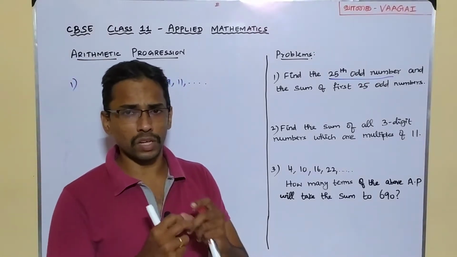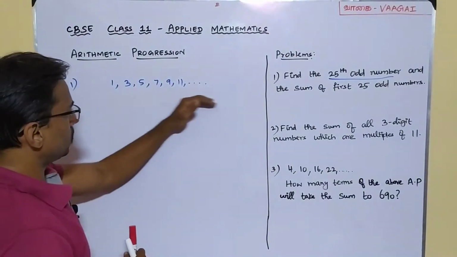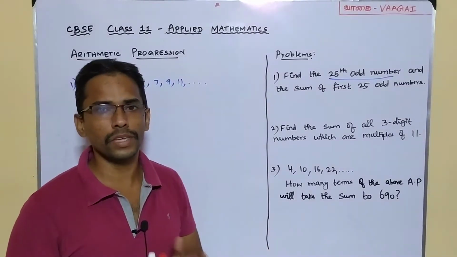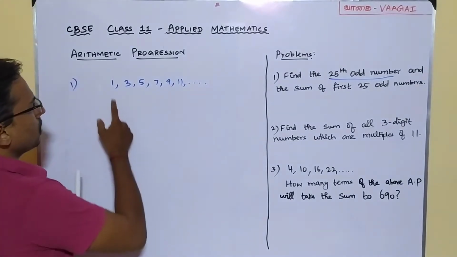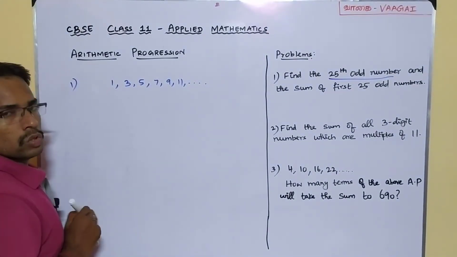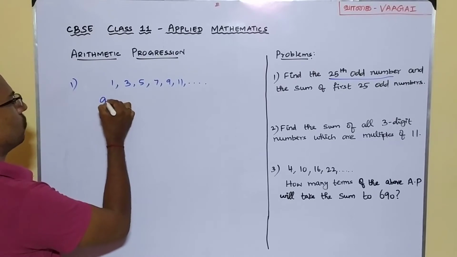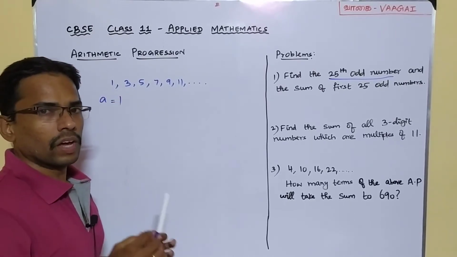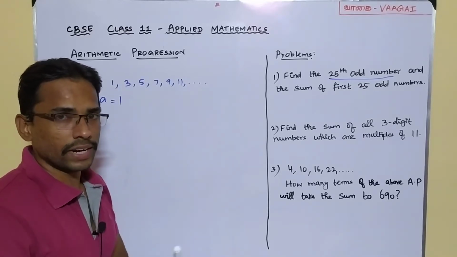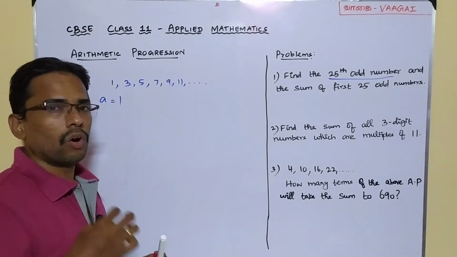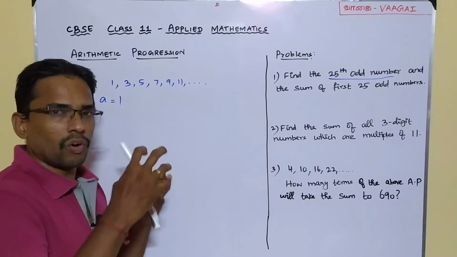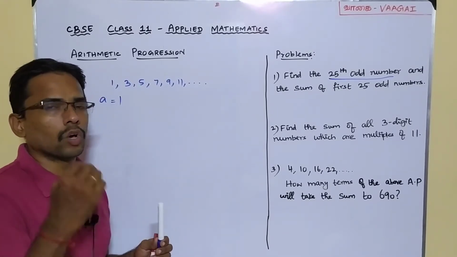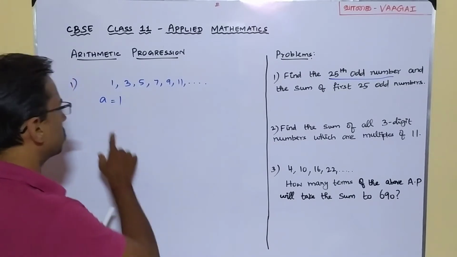If we closely observe, it is very clear that this sequence of numbers forms an arithmetic progression. Our first term, a, is 1. And what is the second thing we are worried about? The common difference, right? Because in order to form an AP, two things are very important: one is the first term a, and the other is the common difference d. So the a value is 1, the first term.